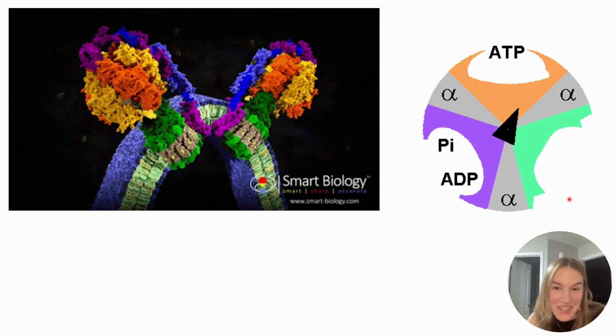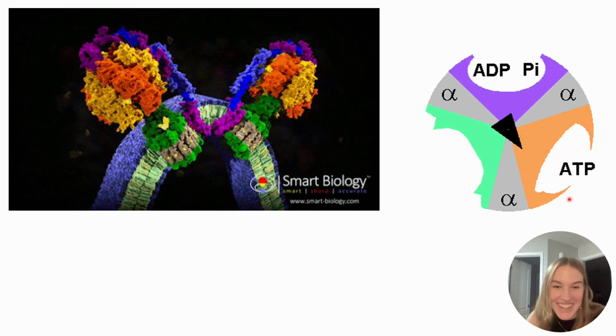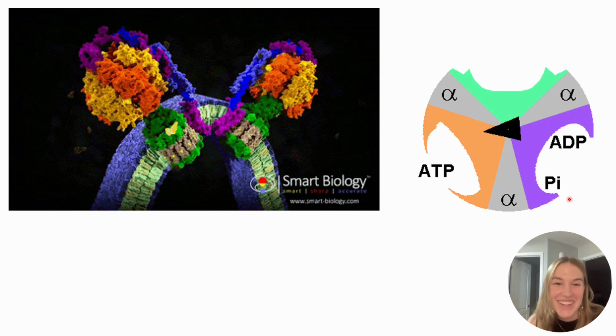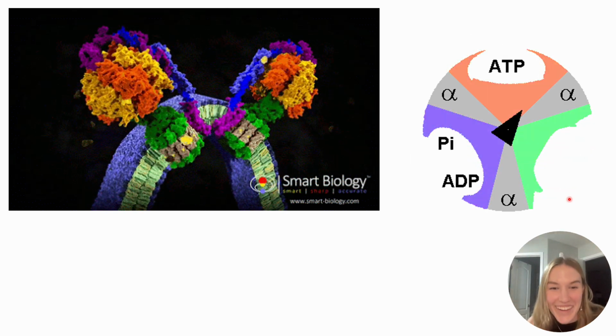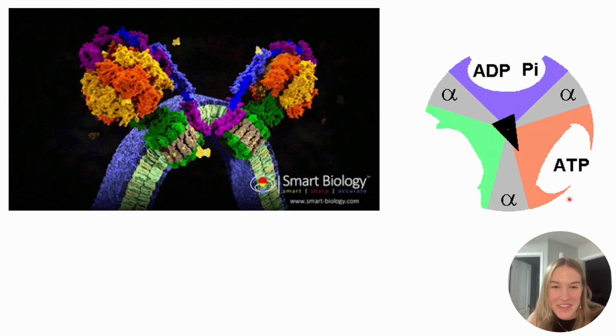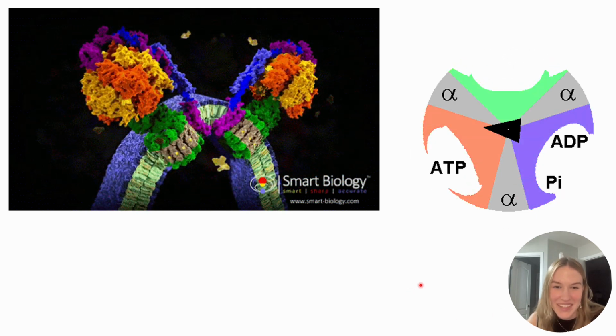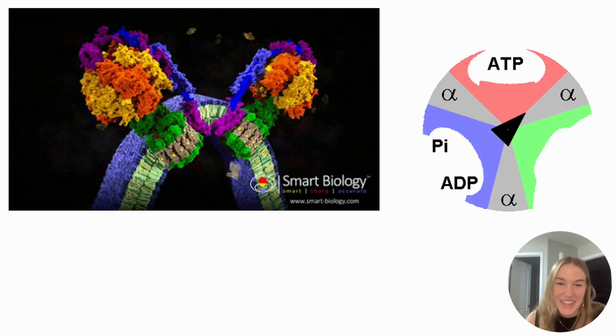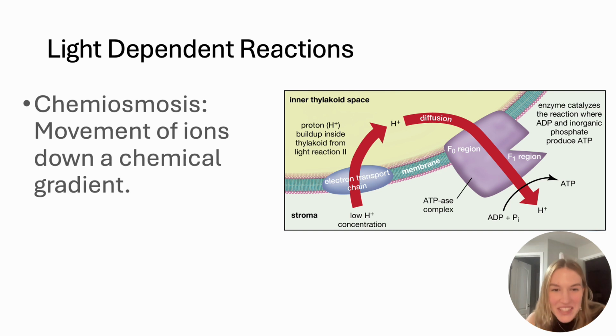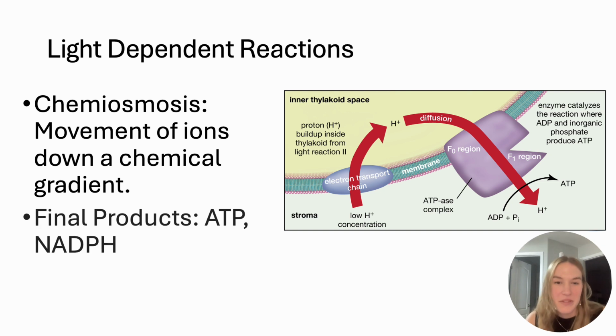This is one of the coolest enzymes ever. It is going to show up again. I'm not done talking about it. I'm not done fangirling over it. It is an awesome enzyme. And if you take biochemistry, you will actually learn a lot about the structure of this. But it is awesome. Okay, so this process is called chemiosmosis. It is the idea of moving ions down an electrochemical gradient, specifically a chemical gradient. And so now we can see how we have successfully made ATP and NADPH from the light-dependent reaction.